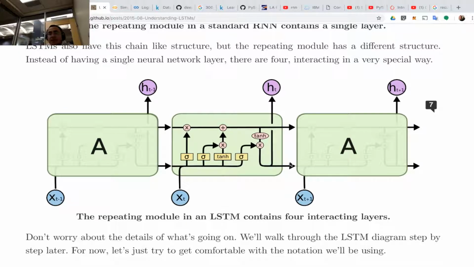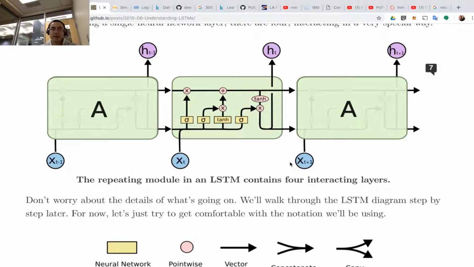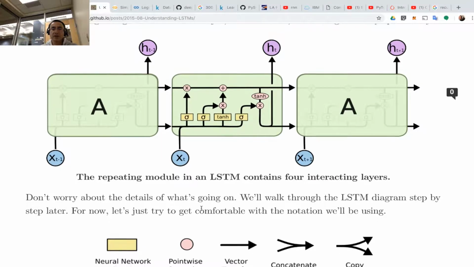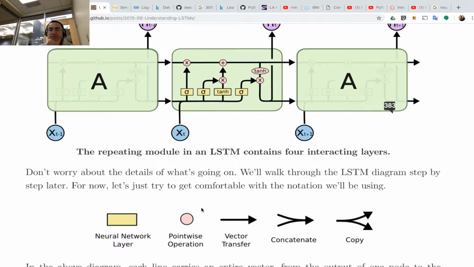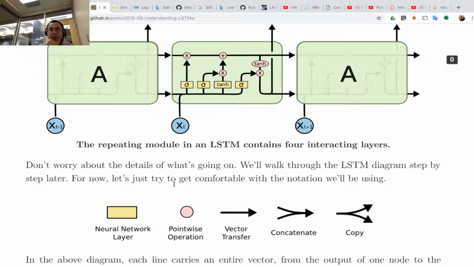It's amazing. The engineering, it's brilliant, brilliant. Don't worry about the details of what's going on. We'll walk through the LSTM diagram step by step later. For now, let's just try to get comfortable with the notation we'll be using.